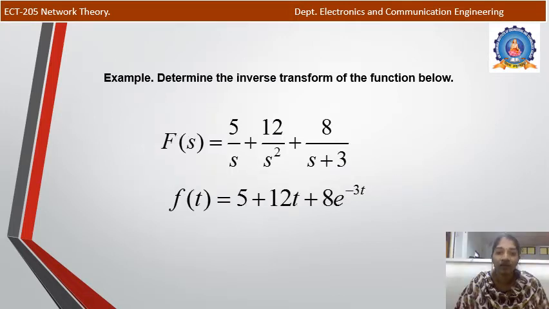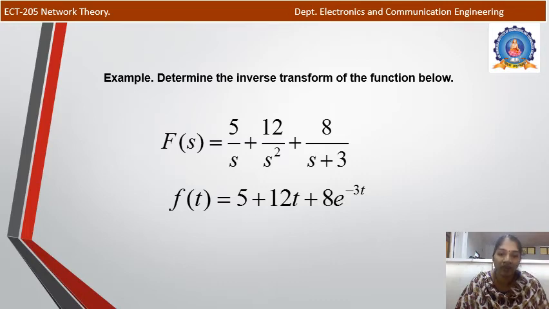Next one is a problem to determine the inverse Laplace transform of a function. Here the function is given as F of s is equal to 5 by s plus 12 by s square plus 8 by s plus 3. So we can write the inverse Laplace transform by observing this. The first part is 5 by s. As we know, the Laplace transform of 1 is 1 by s, so we can write by observing it.